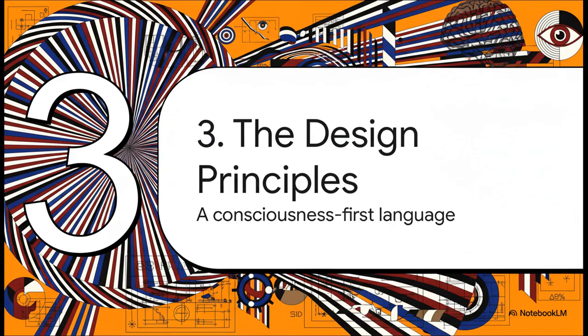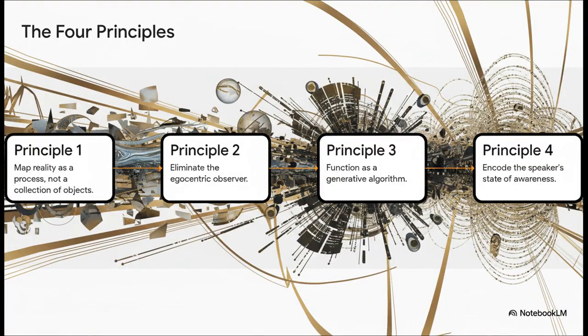Now, to build a language like that, you can't just wing it. You need a blueprint. And this whole proposal is built on 4 really revolutionary design principles. Each one is designed to completely change how we relate to, well, everything. Okay, so here they are. First, reality becomes a process, not a collection of things. Second, we have to get rid of the isolated ego at the center of the universe. Third, the language itself needs to be a generative tool. And finally, your very state of awareness gets encoded right into the grammar. So let's break down what each of these really means.